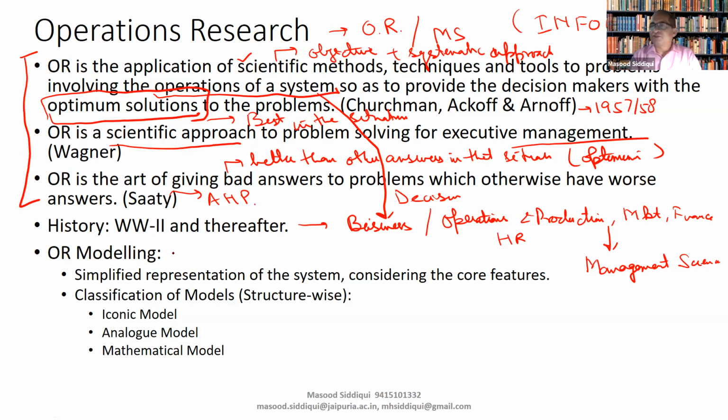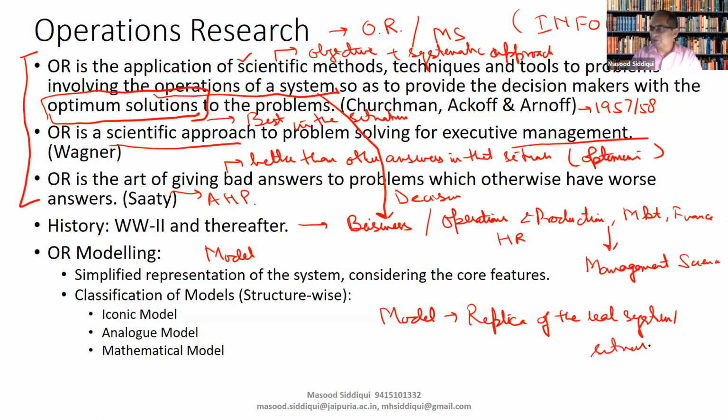So in operations research, we start with a model. Right? So actually the model is the replica of the real system, or the replica of the real situations. What do we mean by replica? Replica means where only the important or core things are considered. So a model can be termed as a simplified representation of the system, considering the core features.